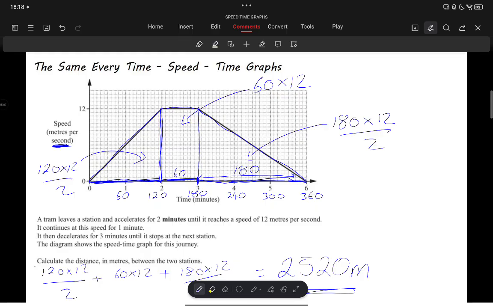Notice how I've shown all my method there, showing that I know that I should be calculating area under the graph. That's where the method marks are, for knowing that you should be calculating an area. Yes, I suppose we could just type the whole thing onto our calculator, but that wouldn't be very wise.